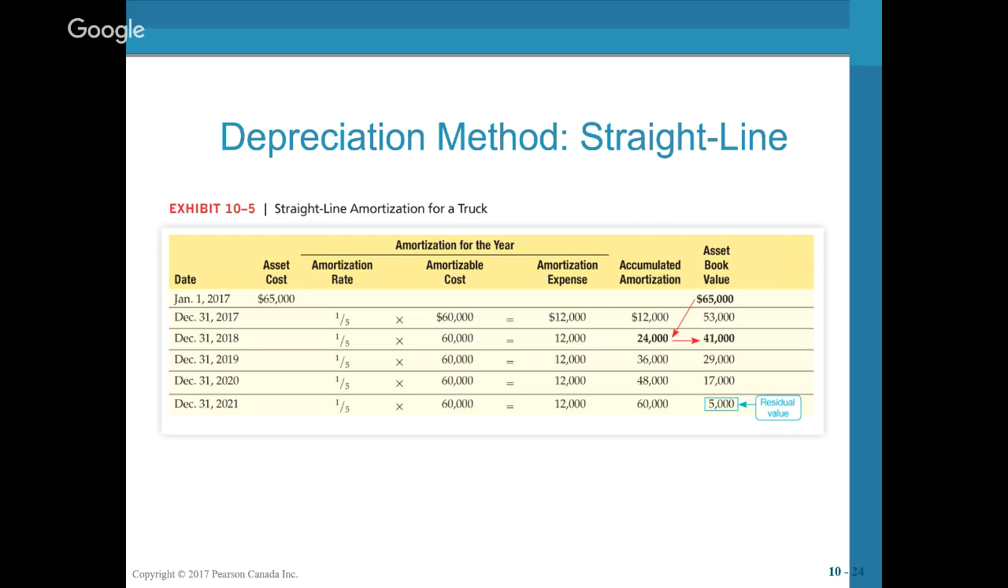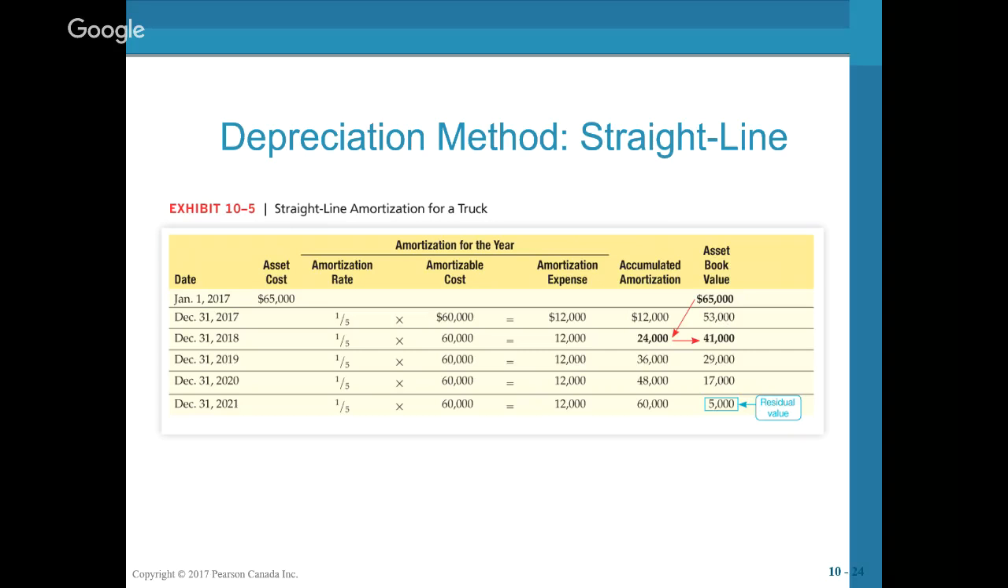Okay, what I want to show you here is that the truck was purchased for $65,000. The book value after the first year is the $65,000 minus the $12,000 in accumulated depreciation. That gives you $53,000. In the second year, we're again going to depreciate another $12,000, meaning that our accumulated depreciation will be $24,000. $65,000, which was the cost, minus the $24,000 gives you $41,000.